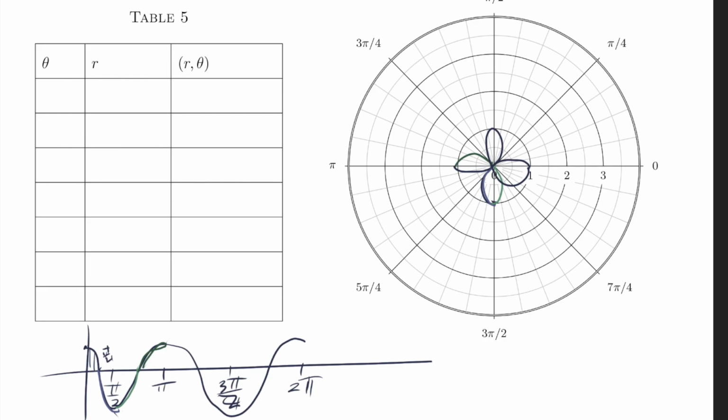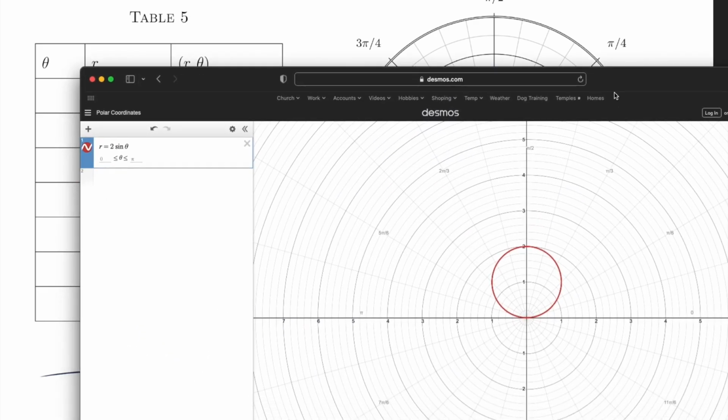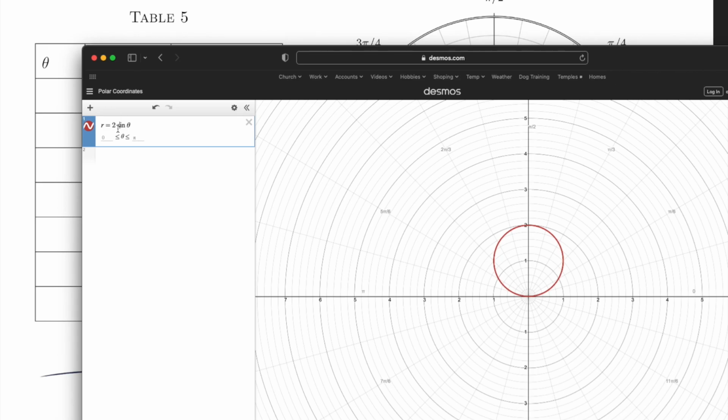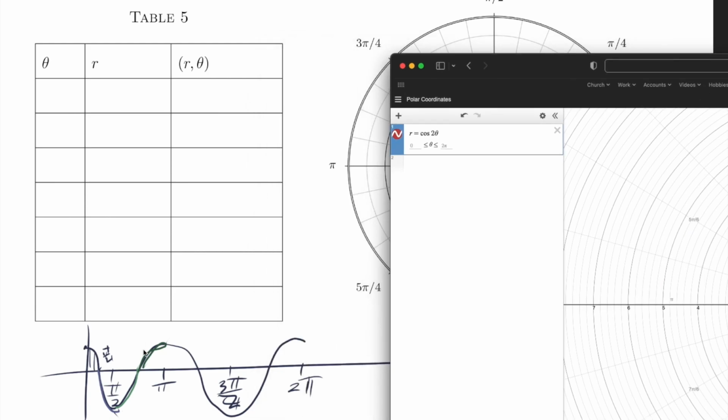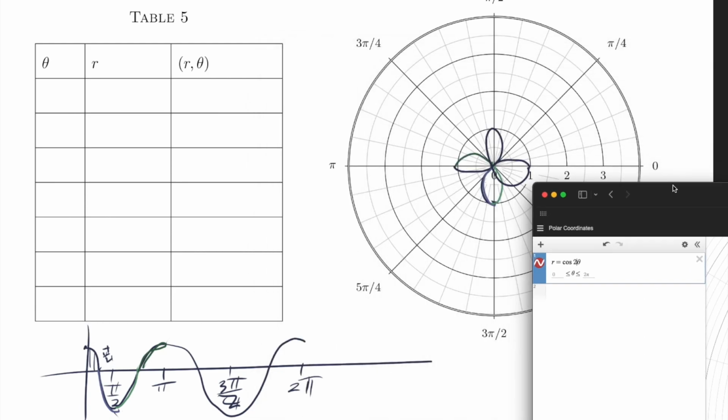Now, most of the time, you're just going to have the computer do it for us. So let's go ahead and have the computer draw this for us. Let's write this as cosine of 2 theta, and it looks like this. So if you can graph this right here, you can use it to graph this.